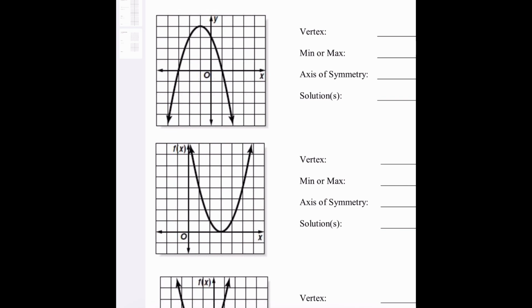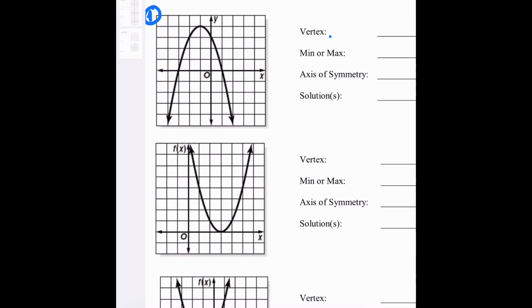In this video, we will be analyzing graphs of parabolas, or graphs of quadratic equations. For the first one, let's take a look at the given graph. We can see that the graph is opening downward, and there are a few points that we need to identify from the graph.